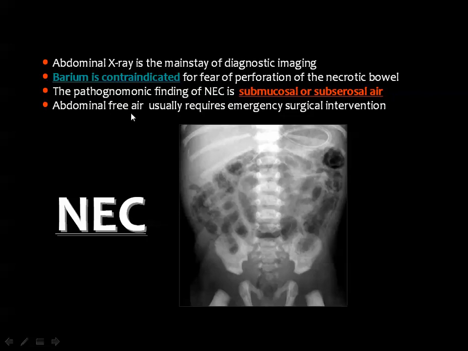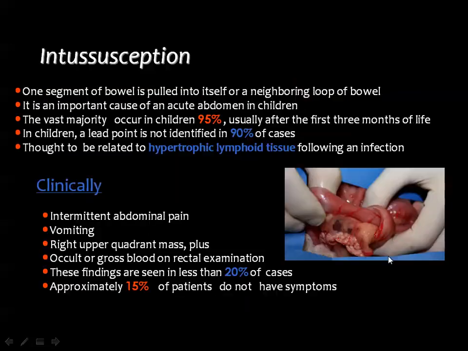Abdominal free air usually requires emergency surgical intervention because this means that the bowel has been perforated. We came to the intussusception, which means that one segment of the bowel is pulled into itself or into a neighboring bowel loop. And the cause of this is not well appreciated in the pediatric age group in particular.